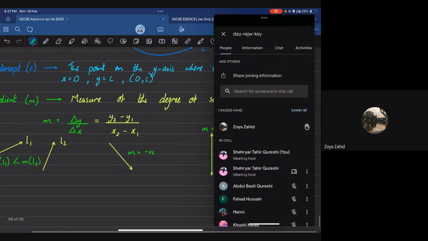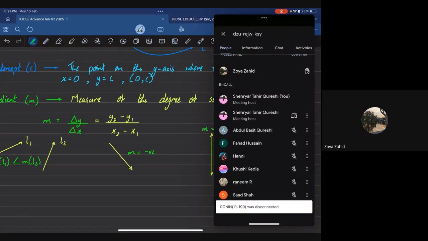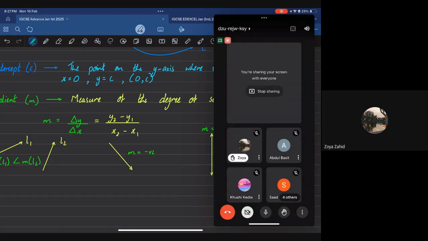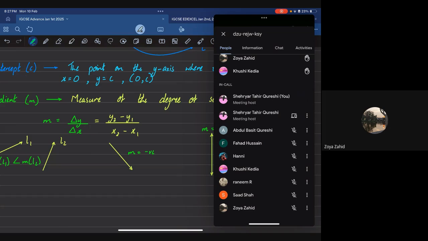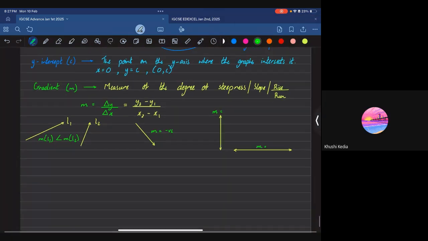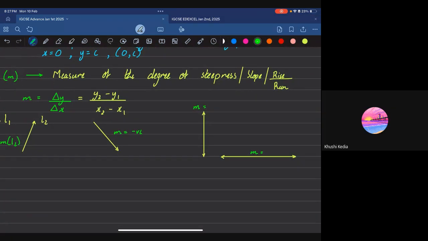Is everyone else sleeping? Yes, Khushi, you think it's 0 too for both? No, sir. I think that the vertical line will be undefined. Well done, Khushi. It's going to be infinite. It is going to be maximum. It is the maximum gradient you can achieve.